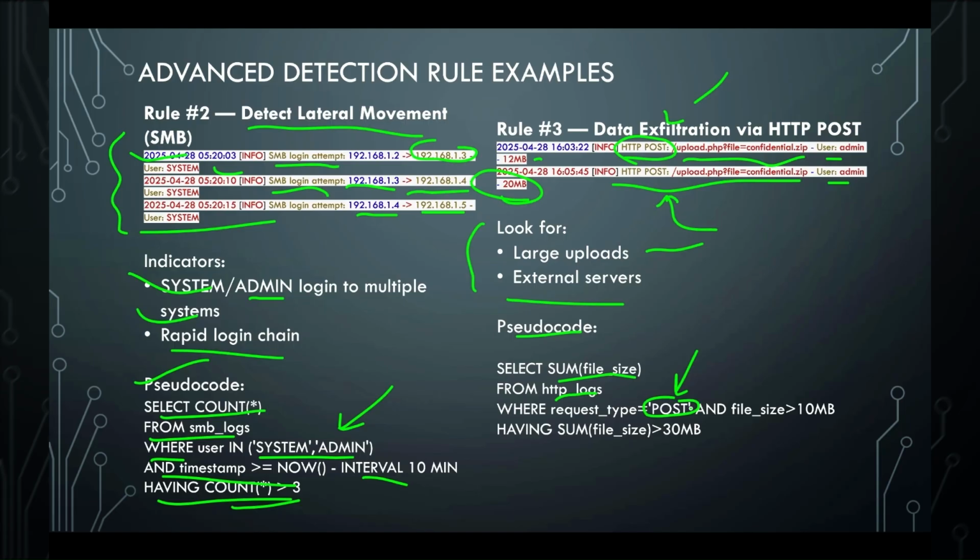So POST helps identify the uploading activity, and the file size is more than 10 MB, with some file sizes more than 30 MB. So this rule will detect when a user uploads more than 30 MB of data in 1 hour, which could be indicative of exfiltration.